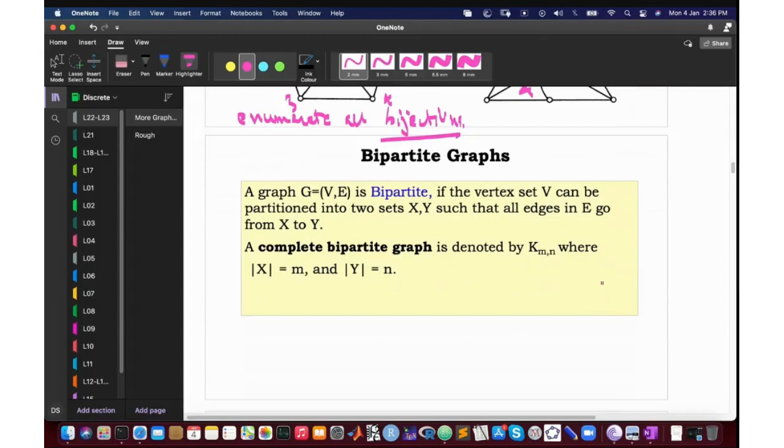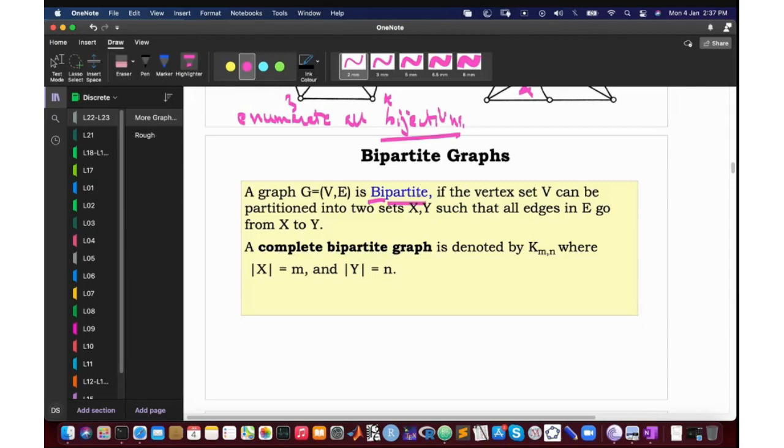So we have a definition of a graph family. It's called a bipartite graph. A bipartite graph, यहाँ पे this is two words, bi, which means two, and partite comes from the word partition. It's a graph if the vertex set can be partitioned into two sets, x and y, such that all the edges in your graph go from one part to another.